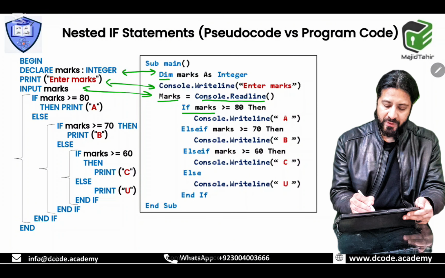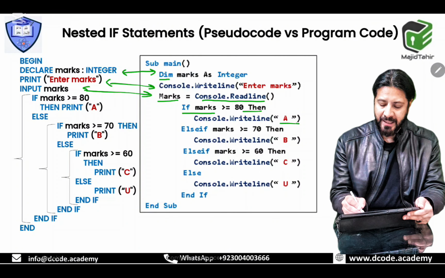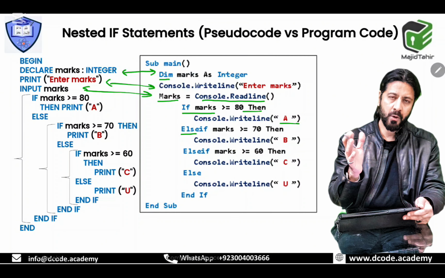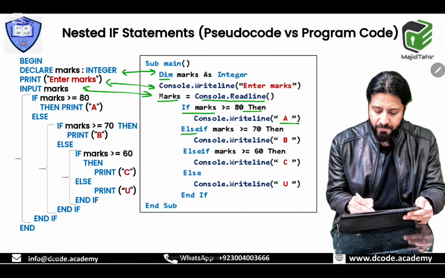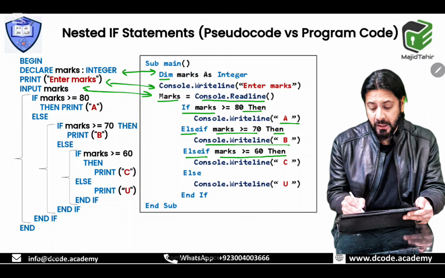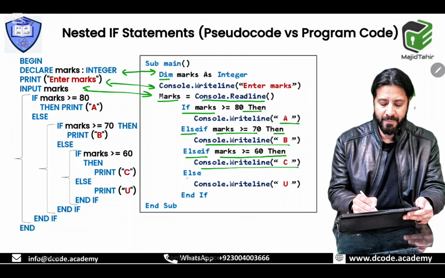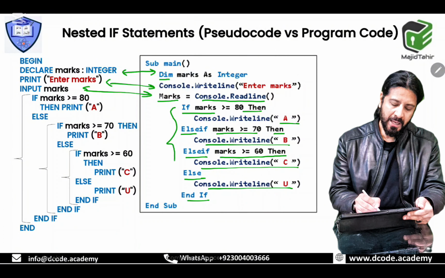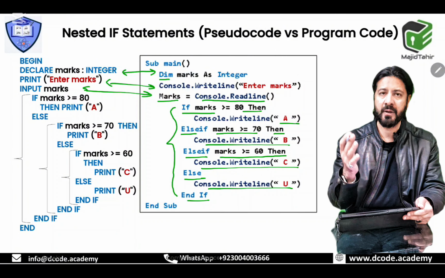Now if marks are greater than or equal to 80, then Console.WriteLine A. Else if there is another condition in else, you can do it separately also, you can do it together. Else if marks are greater than or equal to 70, then output B. Else if a third condition, marks are greater than or equal to 60, output grade C. Else output grade U. End if. So you have multiple conditions but one end if.